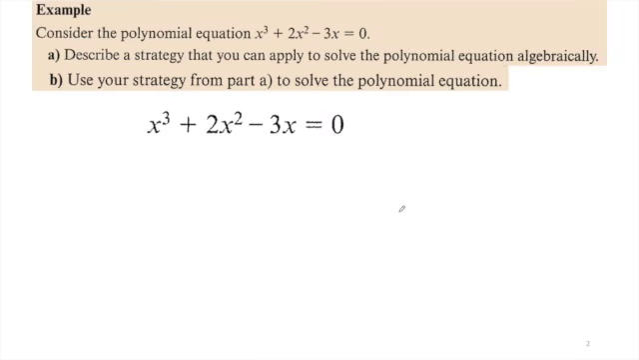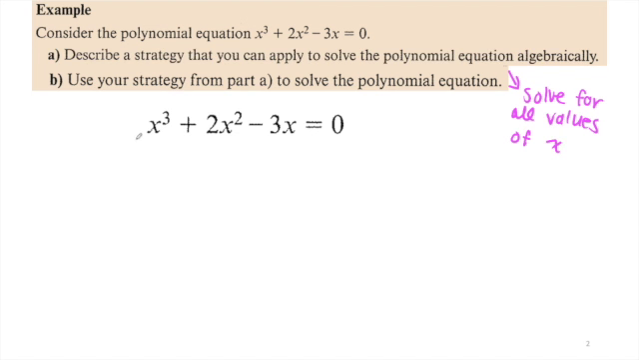So this is our polynomial equation today: x cubed plus 2x squared minus 3x equals 0. Describe a strategy that you can apply to solve the polynomial equation algebraically. I'm going to show you part B, which is using that strategy to solve the polynomial equation. Remember that when it wants you to solve algebraically, it wants you to solve for x, and by x, it wants you to solve for all values of x.